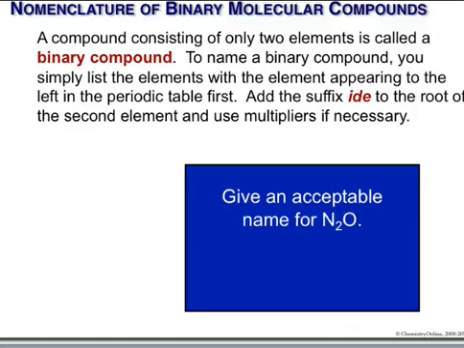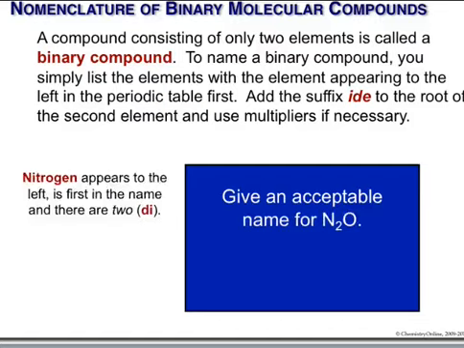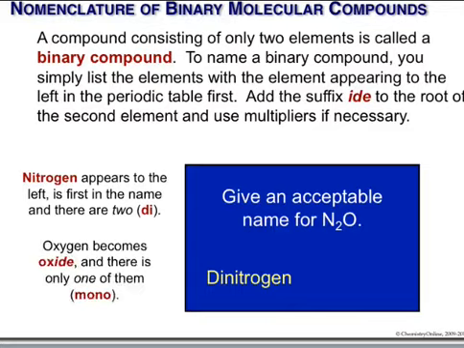N2O. Our first word is going to be nitrogen, isn't it? But we have 2 of them. We have to say that. How do we say 2? Di. So this is simply dinitrogen. Now our next element is oxygen. That's going to be an oxide, right? But there's only 1 of them. Therefore, this is monoxide.